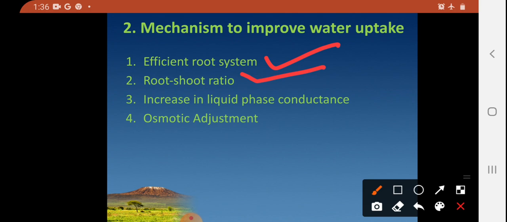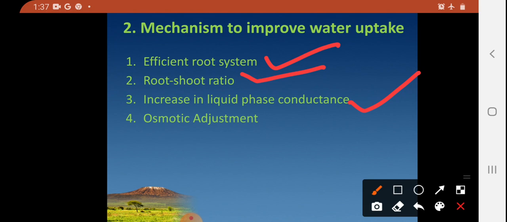Next, we can say drought increases root growth and root-shoot ratio, which is an important mechanism of drought avoidance. Most of the time, this drought situation increases root growth compared to shoot. Next is increase in liquid phase conduction. To maintain high water potential in plants, water uptake and water conductance are important.